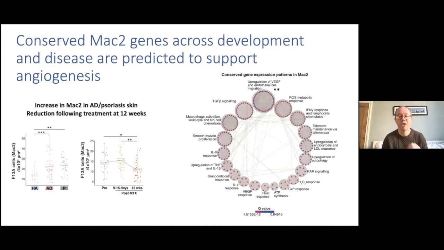To try to answer that question, we looked for conserved programs, so genes that are expressed in the developing macrophage population and in the disease MAC2 populations in eczema and psoriasis. With this enrichment analysis, we find that the top program that comes up relates to vasculogenesis and VEGF production, so upregulation of VEGF.